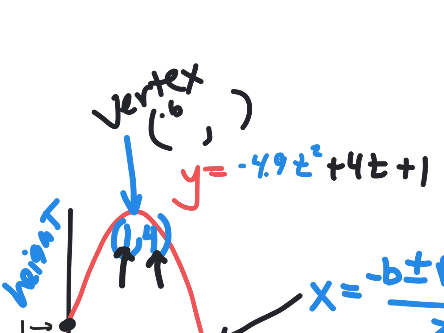Did you have negative b over 2a? And then did you have f of that? Okay, cool. Next thing. You ever heard of i? What is it? i is equal to something. Don't say it, write it. And i squared is equal to something, and you better memorize it.